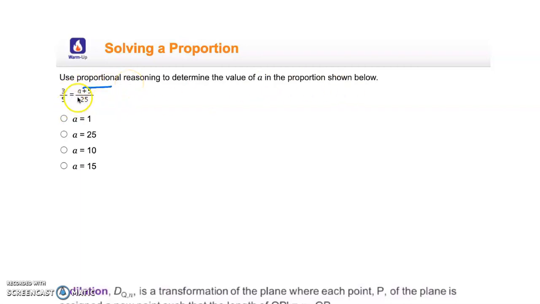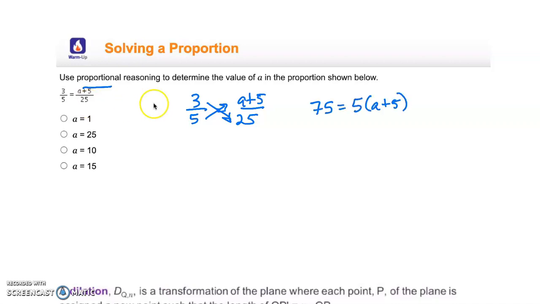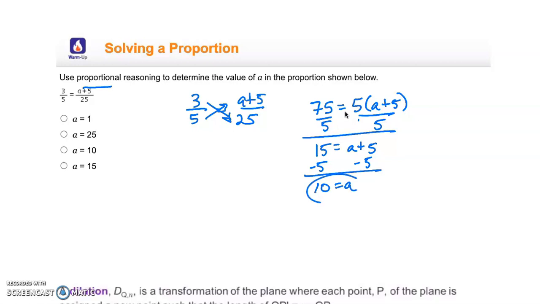One of the things we're going to need to know how to do is solve proportions, proportional reasoning. So if we have 3 over 5 equals a plus 5 over 25, to solve a proportion, we cross multiply and set them equal to each other. So 3 times 25 is equal to 75, and then 5 times a plus 5. Now we could distribute this, but we could just divide both sides by 5. So we get 15 equals a plus 5. Subtract 5, and so a equals 10. That's how you solve a proportion. You cross multiply and set them equal to each other.